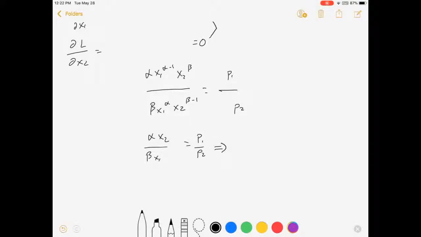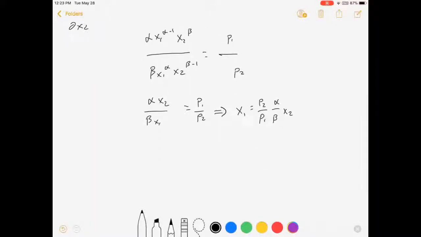All right. I said we're going to solve for x1 and x2, so let's work on that. x1 is equal to p2 over p1 times alpha over beta times x2. And there it is. Don't worry, that was my computer, not yours. So there's a ratio of alphas to betas that will hold in optimum. Now we need to plug this ratio into our budget constraint.